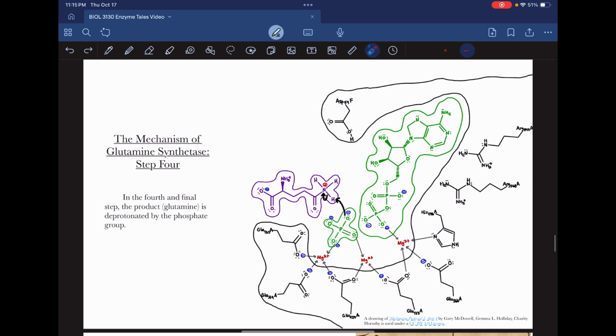The mechanism of glutamine synthetase, Step 4. In the fourth and final step, the product glutamine is deprotonated by the phosphate group.